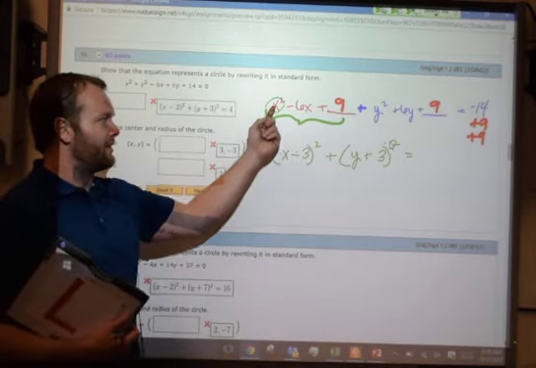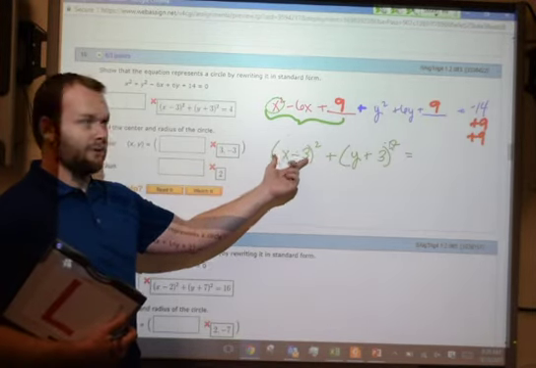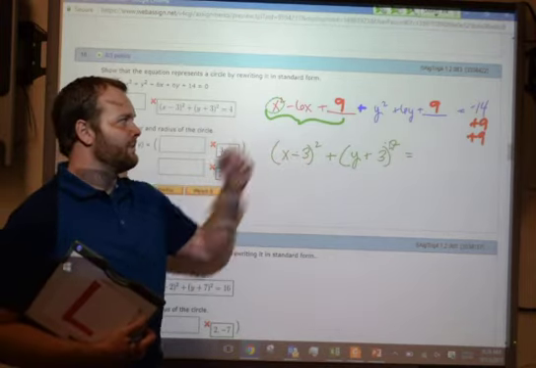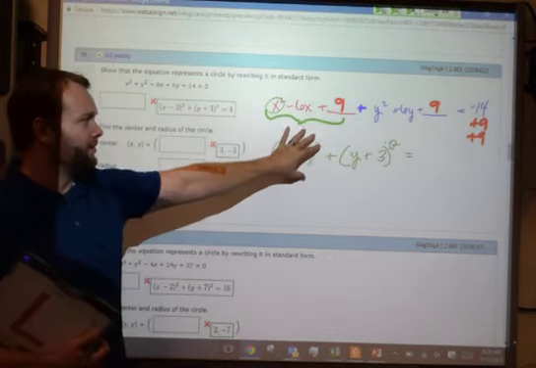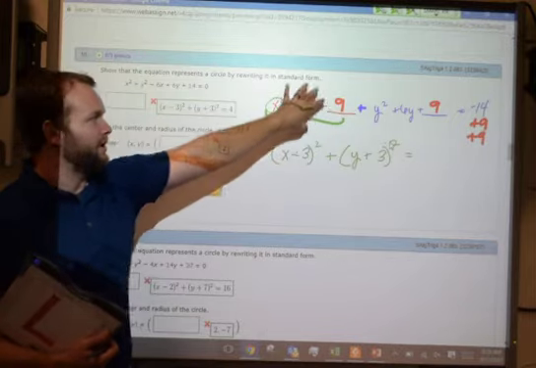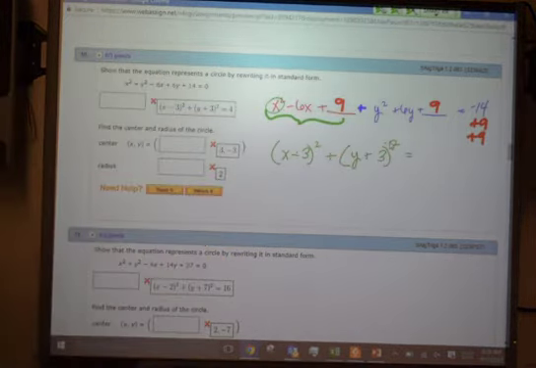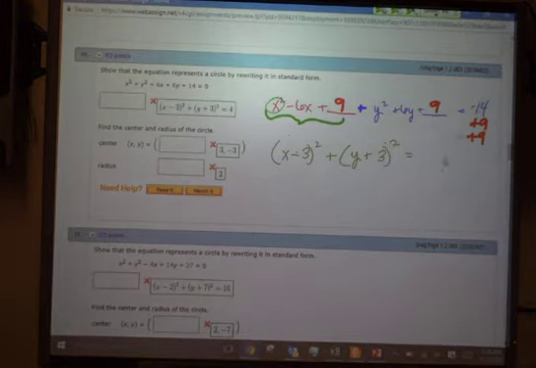X times x gives me x squared. Negative 3x, when I multiply those together, double them gives me negative 6x. And then negative 3 squared is positive 9. So I know that this term here, this binomial squared, is the exact same thing as that trinomial. And then I can do the same thing there, and they will match up. So then I get, what, 4 over here, negative 14 plus 18, so I get 4.